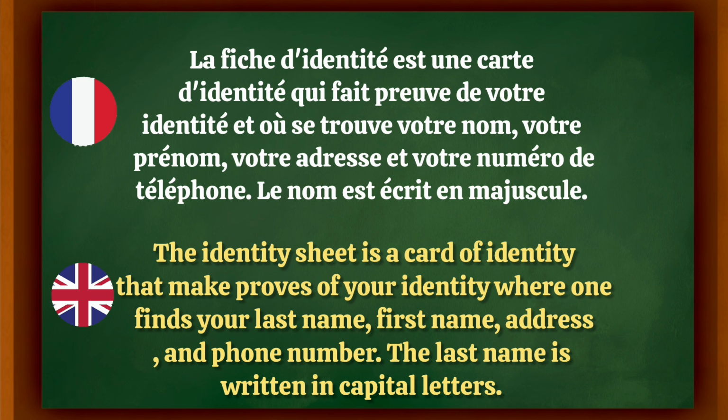So the English translation is that the identity card is a card of identity that makes proof of your identity, where one finds your name, your prename, your address, and your telephone number. The name is written in capital letters. So it's not always about your name, prename, your address, and your telephone number.